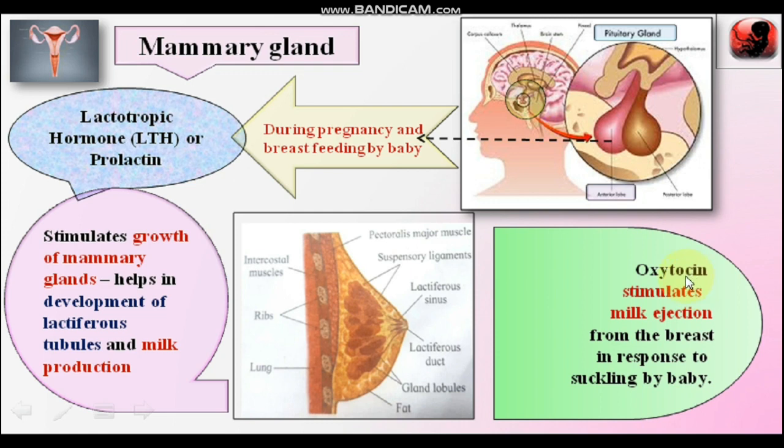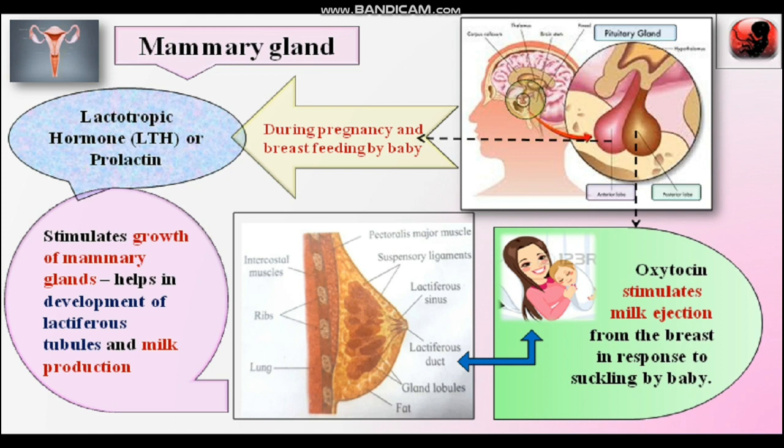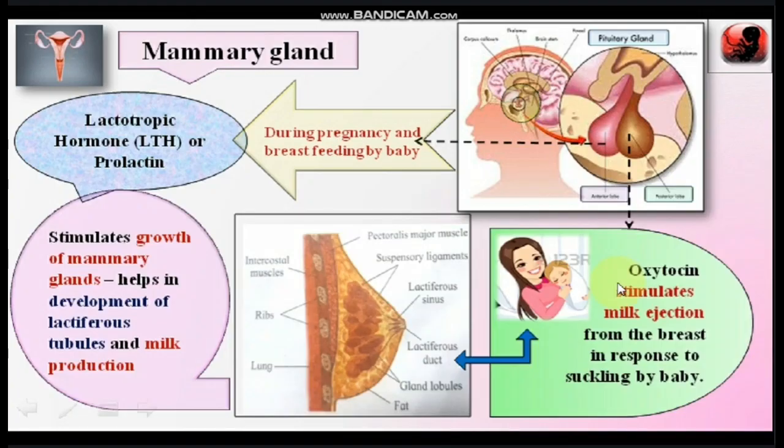What is the function of oxytocin? In the previous slide we understood that oxytocin stimulates milk ejection from the breast in response to suckling by the baby. And this hormone is secreted from the posterior lobe, that is the posterior pituitary. After parturition, this hormone plays an important role in milk ejection.